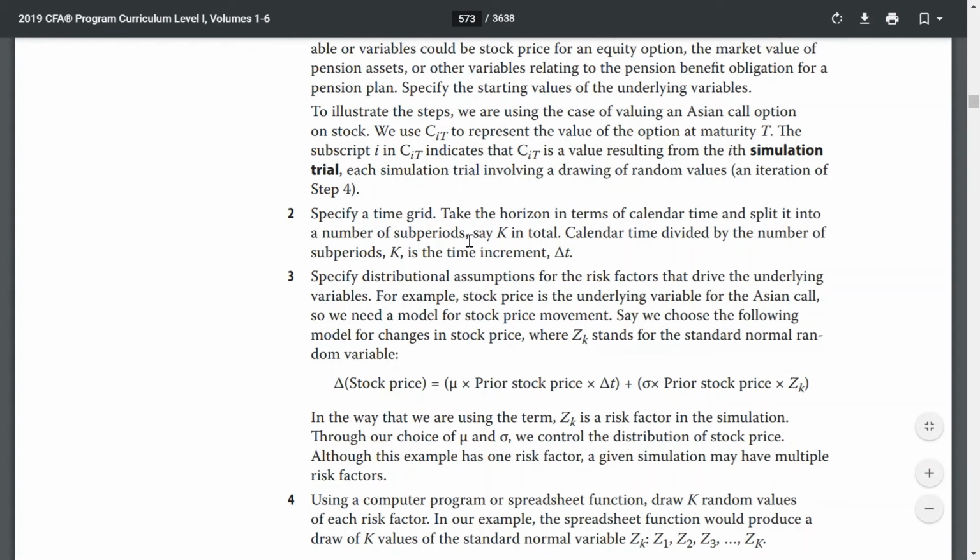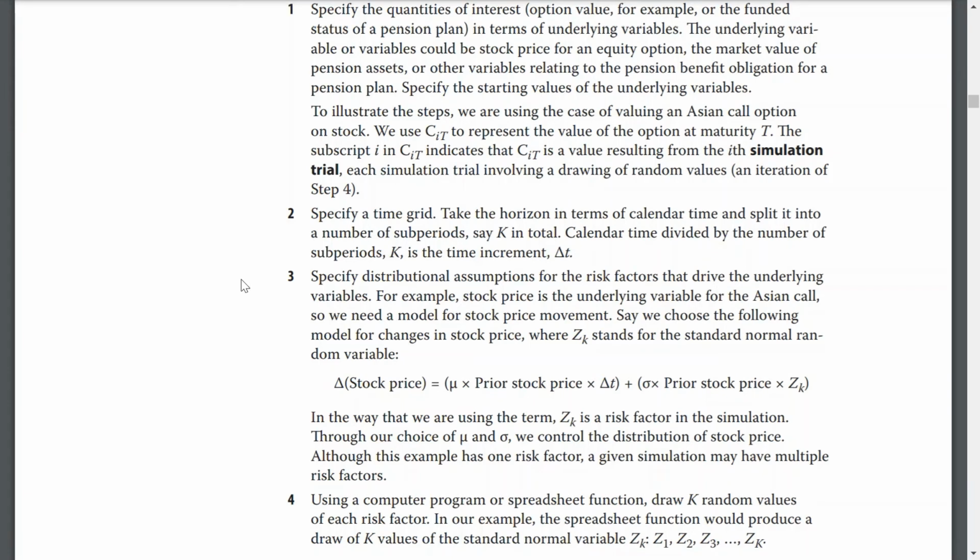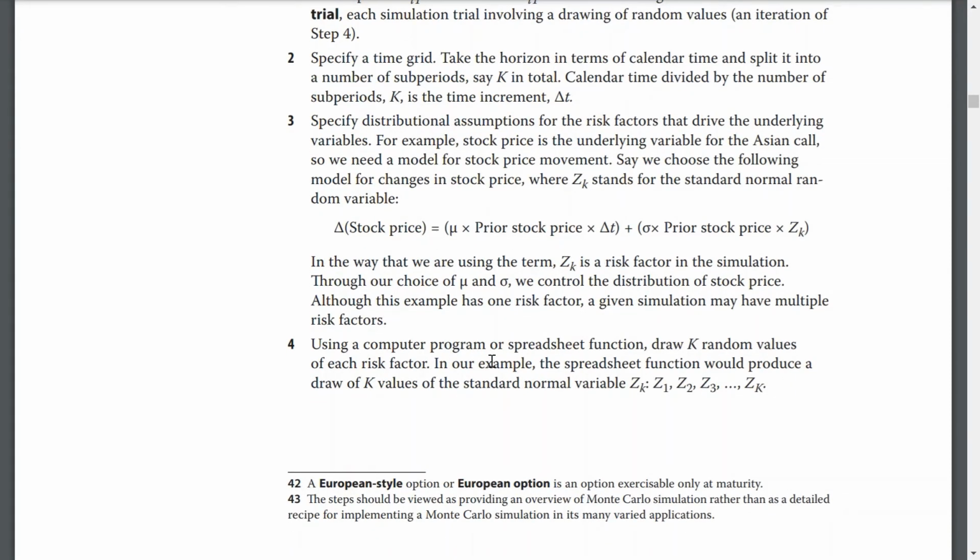Specify distributional assumptions for the risk factor that drives the underlying variables, for example, stock price as an underlying variable for the Asian call. If we need a model for stock price movement, say we choose the following model for changes in stock price, where Zk stands for a standard normal random variable: delta stock price, or change in stock price, equals mu multiplied by prior stock price multiplied by delta T, plus the standard deviation multiplied by prior stock price multiplied by Zk. In the way that we are using the term, Zk is a risk factor in the simulation. Through our choice of mu and standard deviation, we control the distribution of stock price. Although this example has one risk factor, a given simulation may have multiple risk factors.